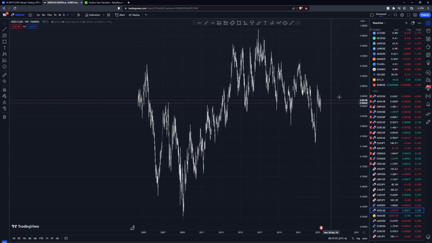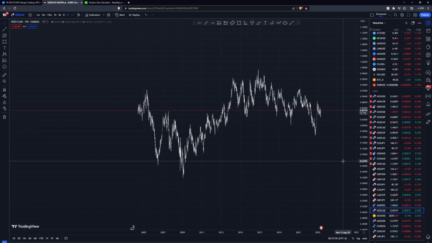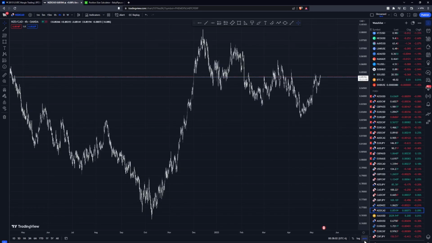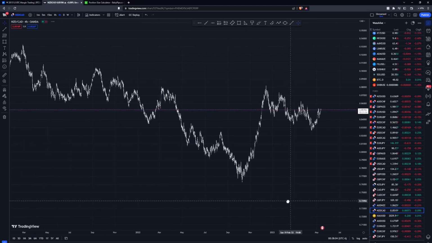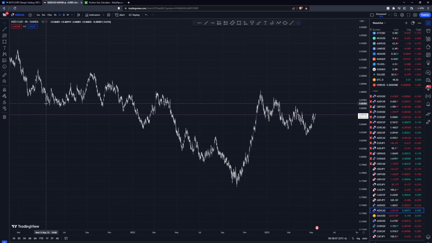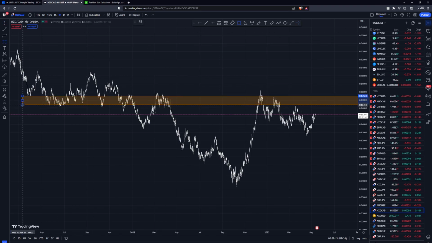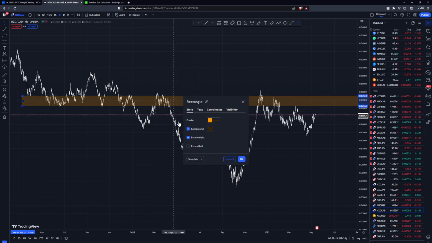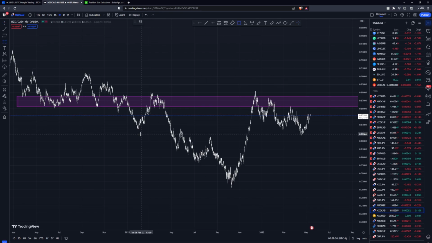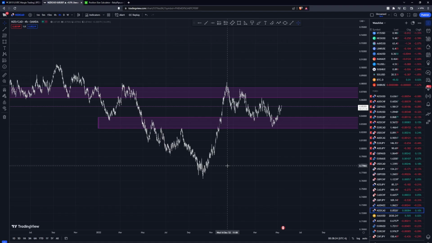NZD CAD. This one, same kind of thing. I wonder if it's an NZD thing going on. I'm just gonna zoom in on the 4-hour for this one. There's nothing really that makes sense on the weekly. Could probably get away with something like this. I mean, that's still a little broad, which I don't like, but might work there. It's another big one.